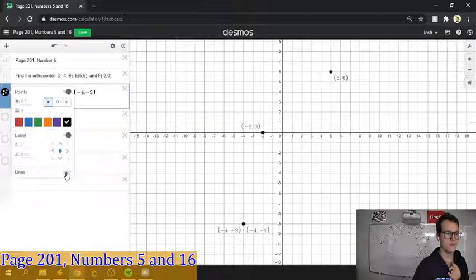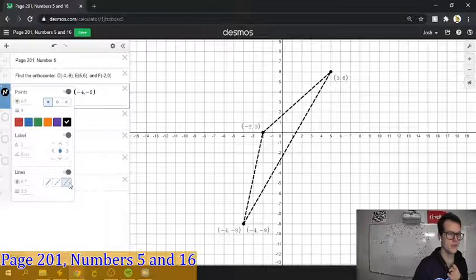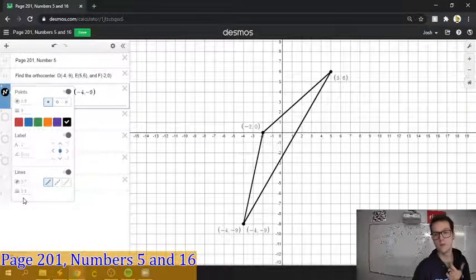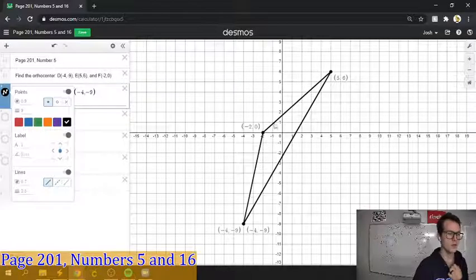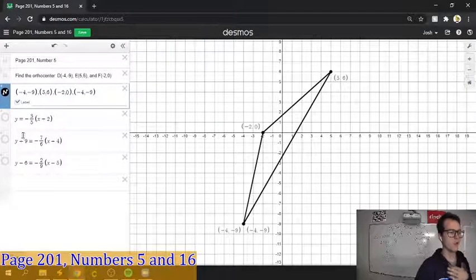So you can turn them off, turn them on. You can make them dashed. You can make them dotted. You can make them thicker or whatever. You can have some fun with this if you choose to. I just want solid lines, and I want my original triangle to be black. Okay, so again, if you click on this and hold it down, you're presented with more options.